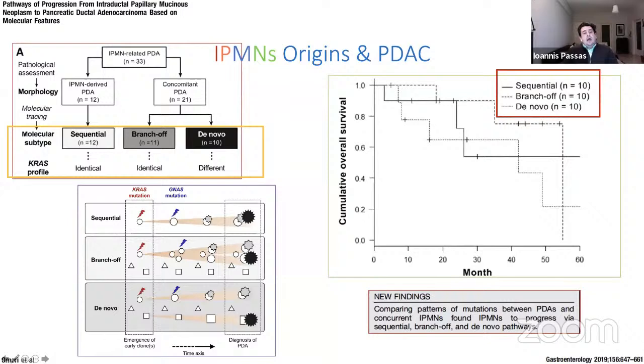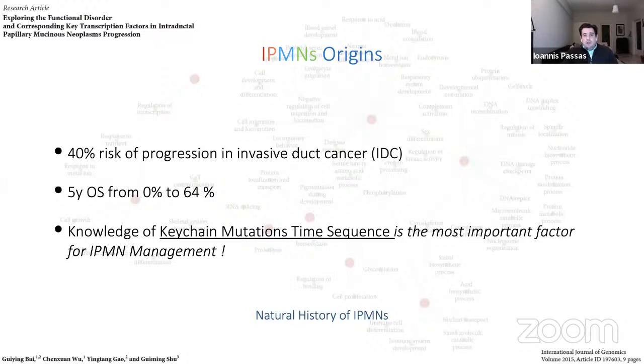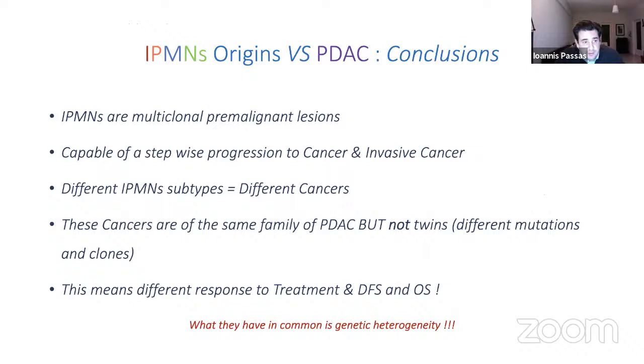Overall, for the IPMNs, we have a 40% risk of progression to invasive pancreatic ductal cancer, and the 5-year overall survival can be from 0 to 64%. And the knowledge of these key mutations and their time sequence is the most important factor for IPMN management. But as of now, we can't take any advantage from them. So we've seen that the multi-clonal premalignant lesions are capable of a stepwise progression to cancer, and their different subtypes will produce different cancers with different overall survival. And we've seen that they share a lot with pancreatic ductal carcinoma, but they are not exactly twins. They're quite different. And this means different response to treatments and overall survival.